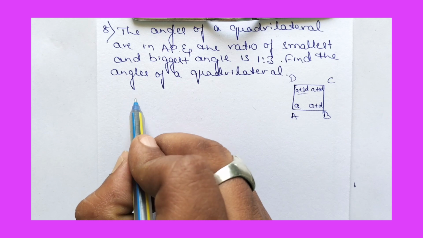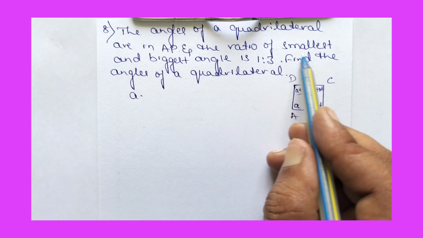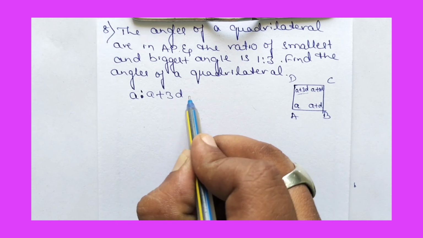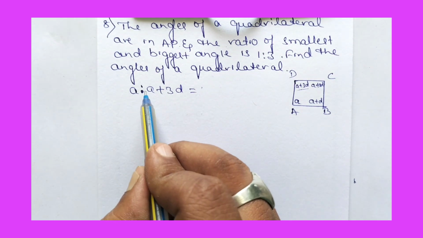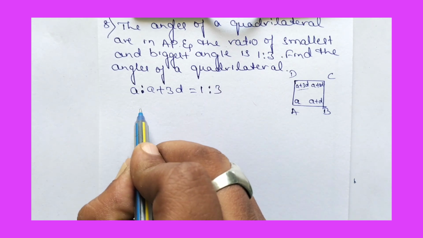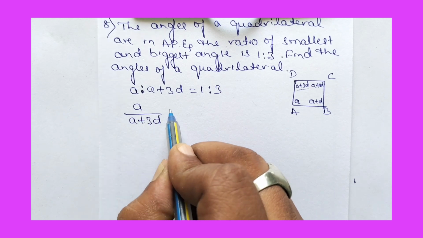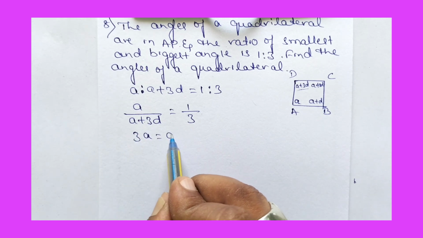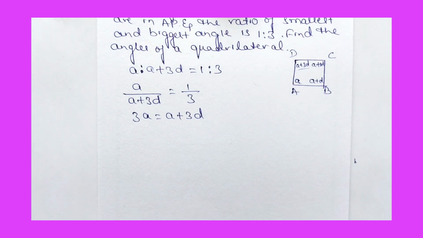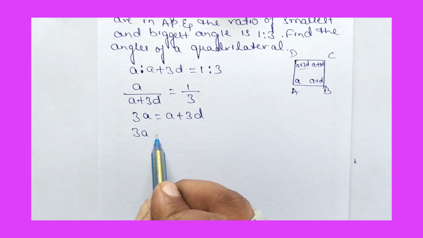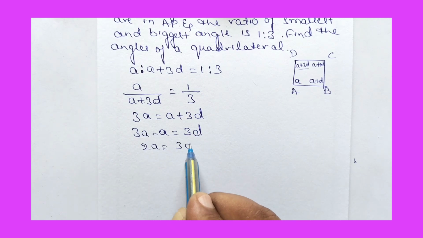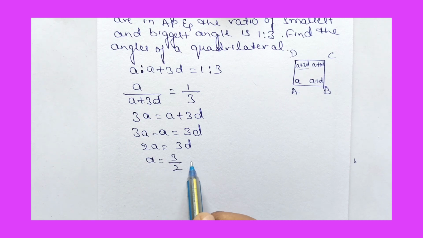So the ratio of the smallest angle to the biggest angle: the smallest angle is a, the biggest angle is a plus 3d. So a is to a plus 3d is equal to 1 is to 3. So now a divided by a plus 3d is equal to 1 by 3. Cross multiply: 3 into a is 3a, is equal to a plus 3d. So 3a minus a is equal to 3d. So it will become 2a is equal to 3d, or a is equal to 3 by 2 d. We have to substitute 3 by 2 d for a.